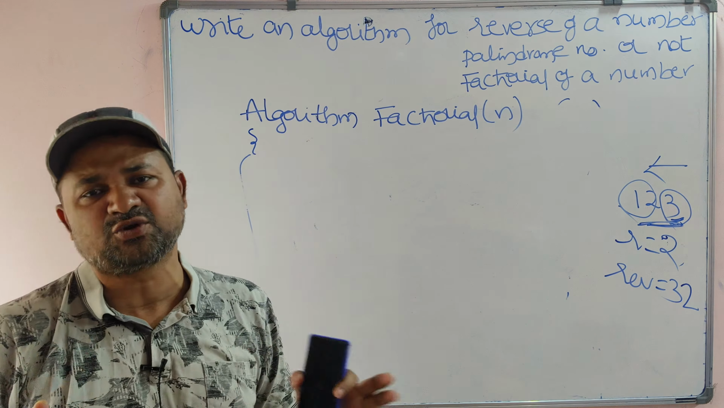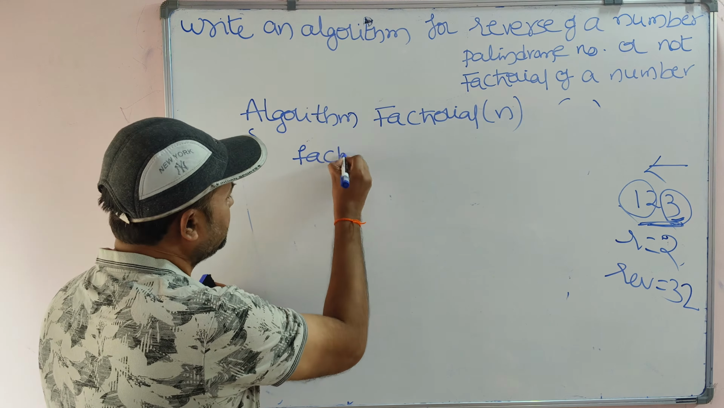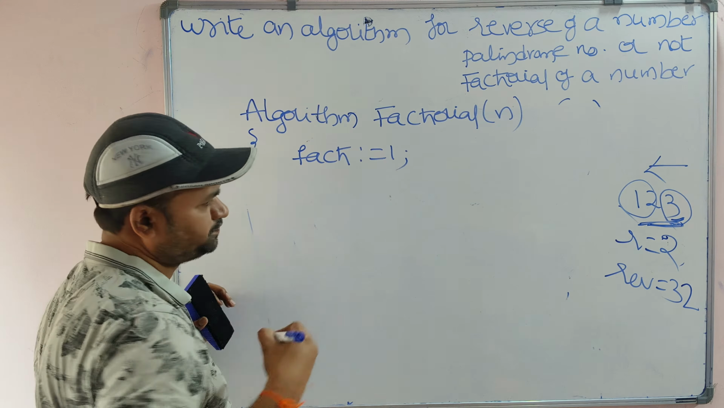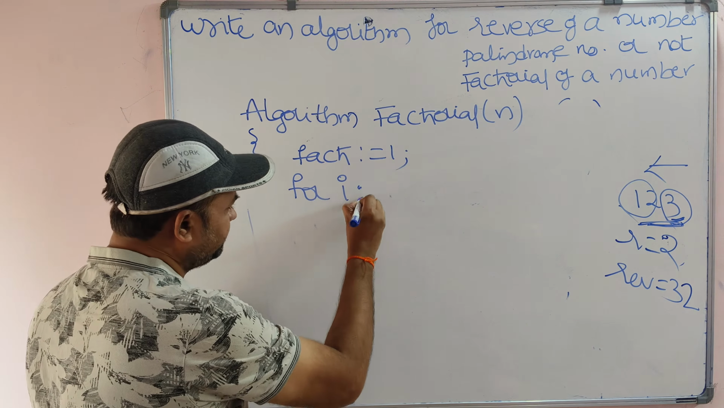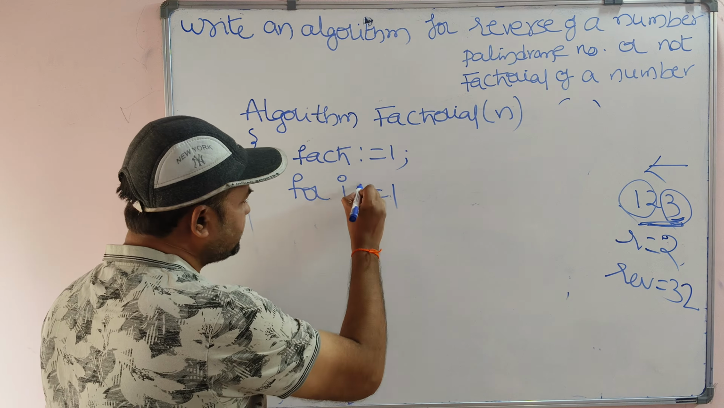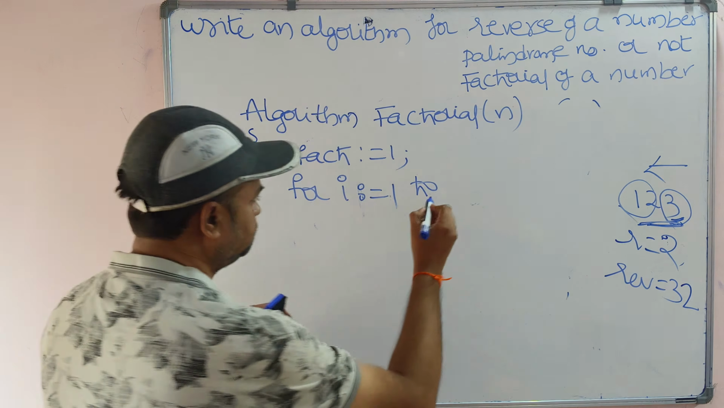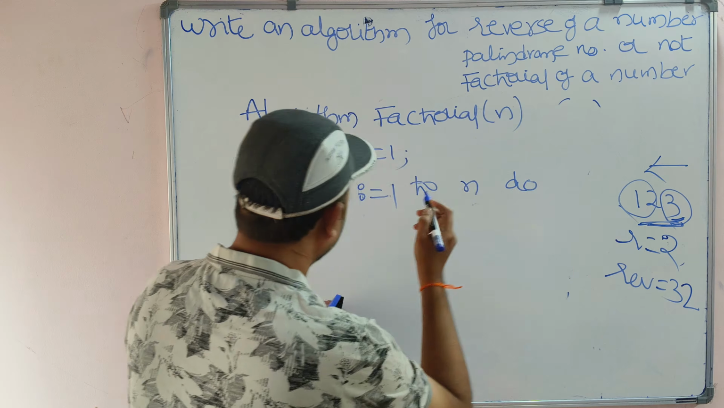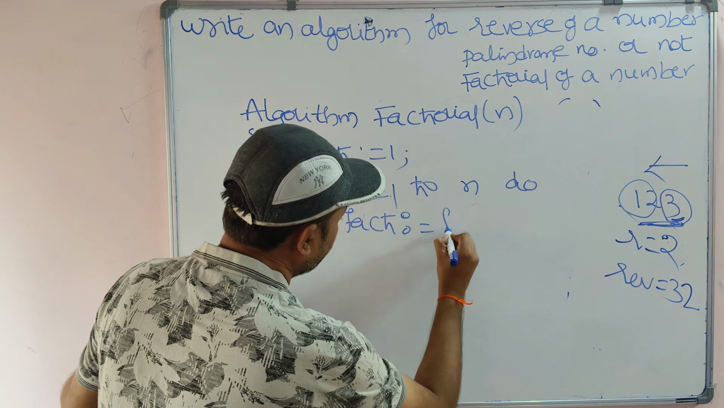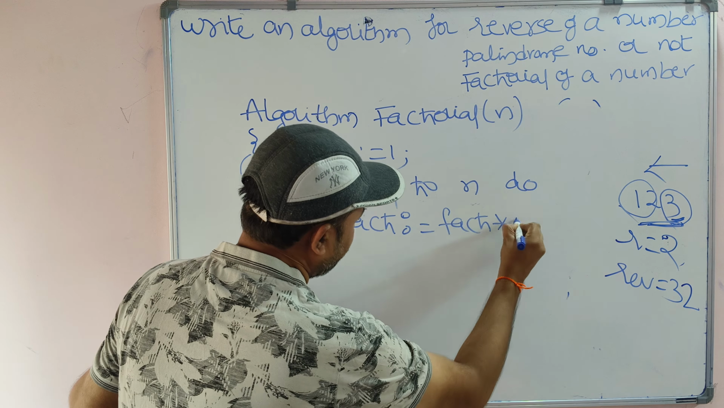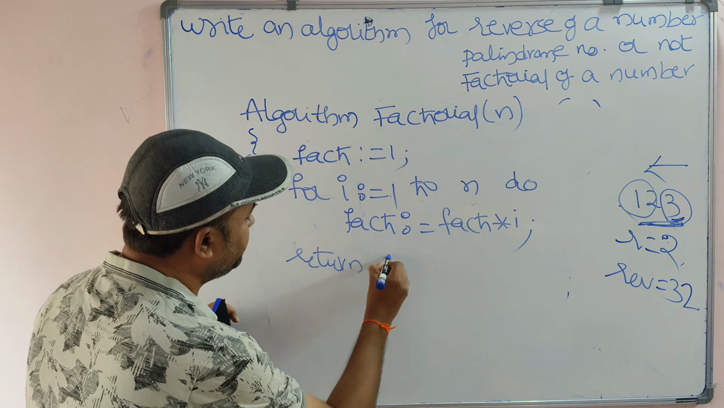So we can't use factorial as the variable name. Instead we can use fact. So fact equal to 1. The initial value of fact is 1. Next we have to start from 1. For I is equal to 1 to n. What is the condition? We have to start from 1 and continue up to n. Do fact is equal to fact into I. So whenever the condition is false, then return fact or print fact.